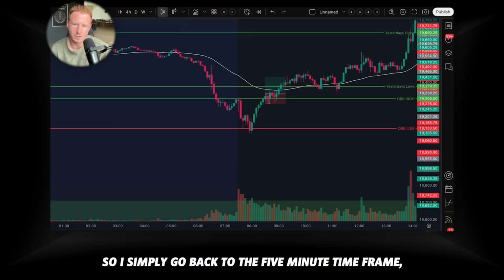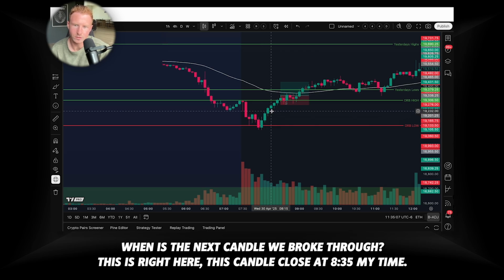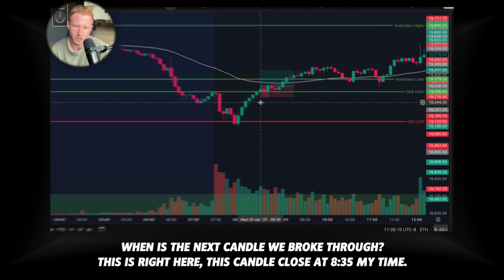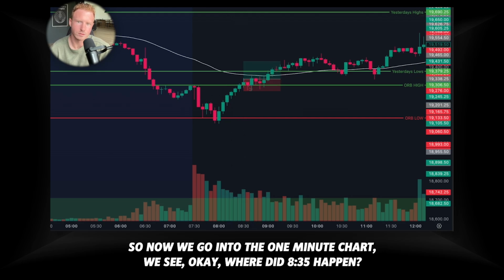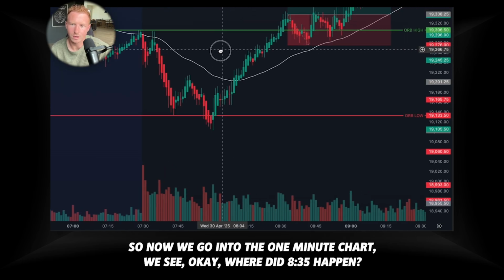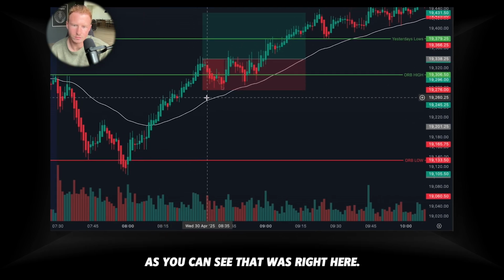So I'd simply go back to the 5-minute time frame. And as you can see, we never broke through. This candle closed way up here. Okay, once the next candle we broke through, this is right here. This candle closed at 8:35 my time. So now we go into the 1-minute chart. We see, okay, where did 8:35 happen? As you can see, that was right here.